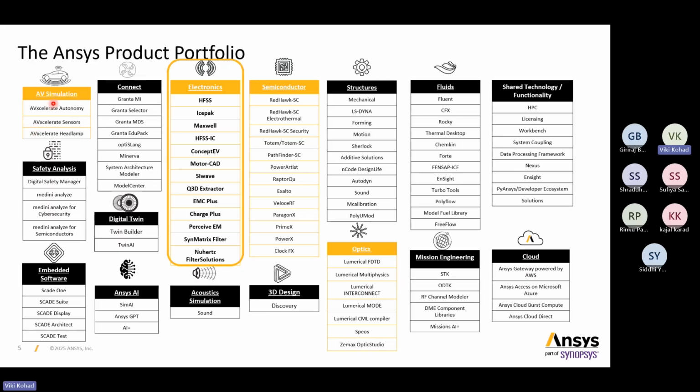Here are the autonomous vehicle simulation, the Connect tools, and the Granta tools, which are used for studying materials. In electronics, semiconductor, and structures there are tools, also fluids, mission engineering, and cloud, which is the cloud-based platform, the optics, and the embedded software. Each one has its own software, its own capability and significance. Electronics has different capabilities. Semiconductor is used for semiconductor purposes. Structure is used for mechanical reliability. Fluid is used for thermal analysis of any of the components.